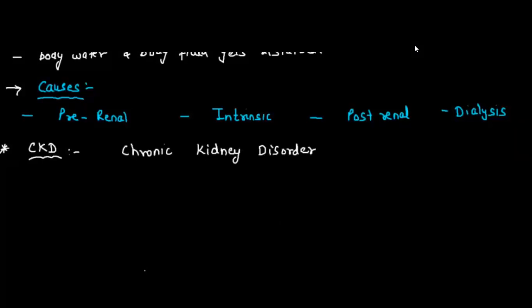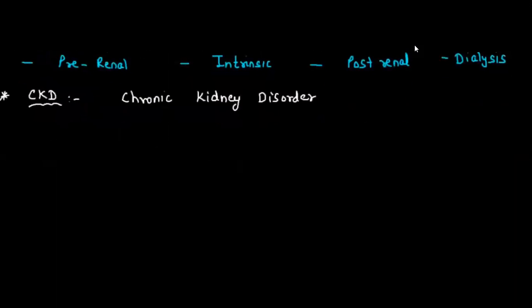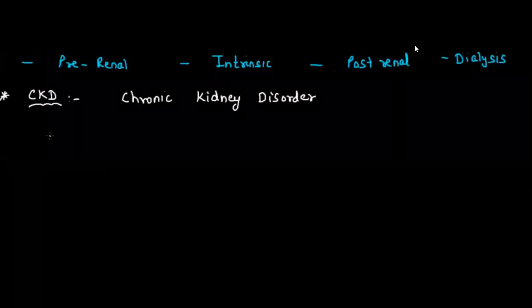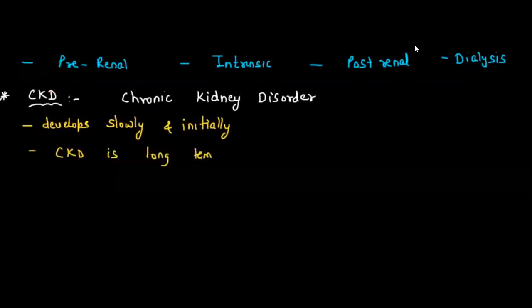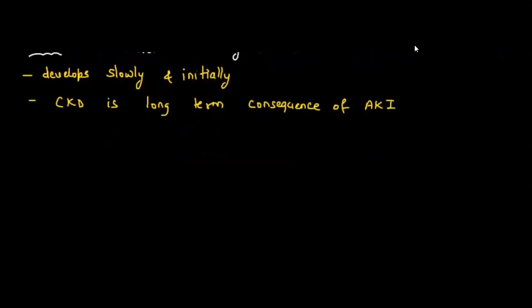CKD stands for chronic kidney disorder. Now CKD develops slowly and initially. This chronic kidney disorder starts very slow, but later on it becomes very dangerous. CKD is the long-term consequence of AKI. It means acute kidney injury, when it becomes very prominent, leads to CKD, that is chronic kidney disorder. It means your kidney is now chronic in nature, it is going to suffer from heavy problems, and your body will also suffer from it. So what can be the remedy for it?